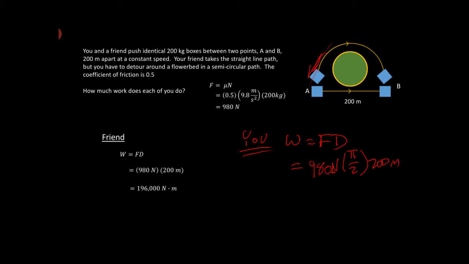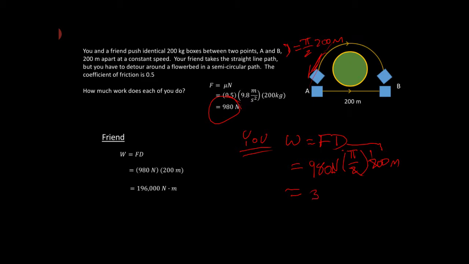Okay, so we have 980 newtons is the force that you're pushing with from up here. And then this is your distance. I was just talking about that earlier. The distance is equal to pi over 2 times d, which is 200 meters. So that makes that 100 meters. So that's 980 times 100 times pi. So that's 98,000 times pi.